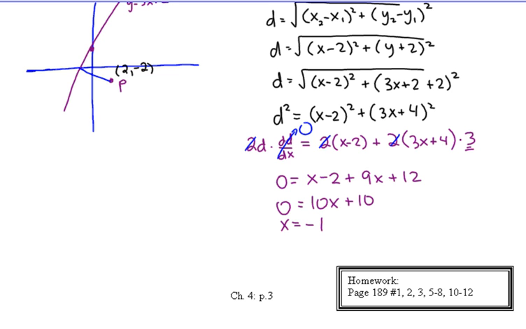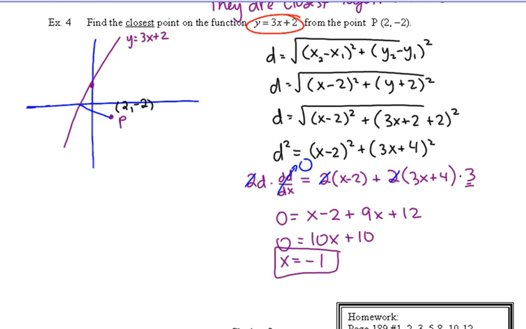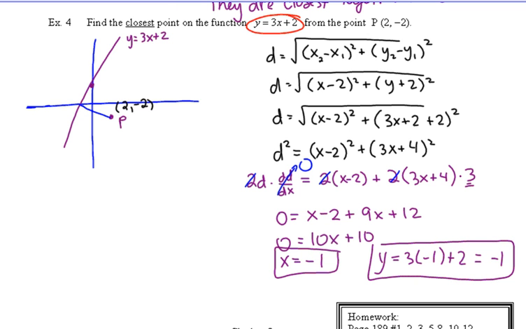So we found x is negative 1. How do we get y now? Sub it in. Y equals 3 times negative 1 plus 2, or 1, negative 1, sorry. So what would be the nearest point? The nearest point is (negative 1, negative 1). Yep. This is not the only way to solve this problem, but it's one of the ways.